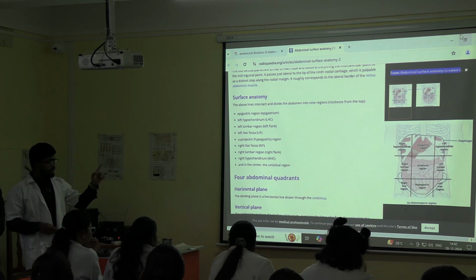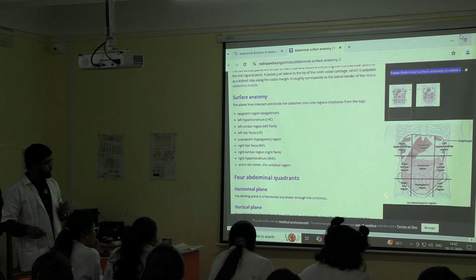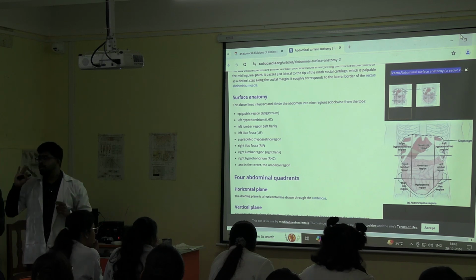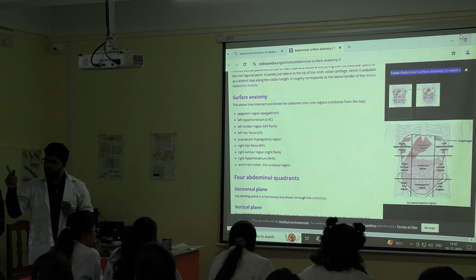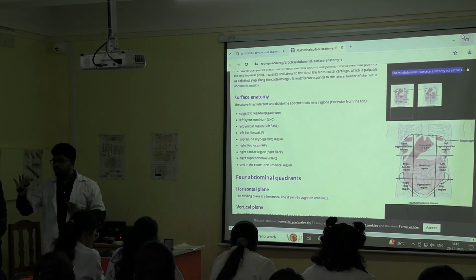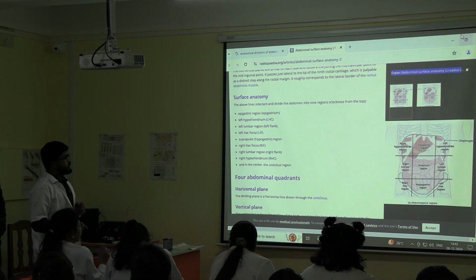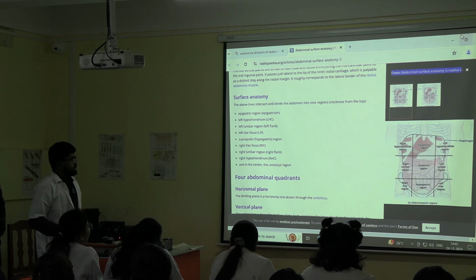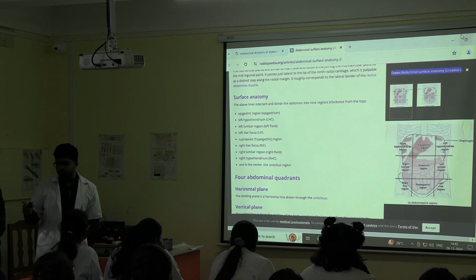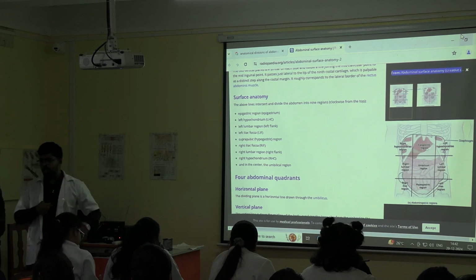So these four lines basically divide the abdomen into 9 regions, right? Earlier it was 4 quadrants, now it is 9 regions. These 9 regions have been given some names. You can see in the top row, the central one is the epigastric region, right? This one is called the epigastric region.